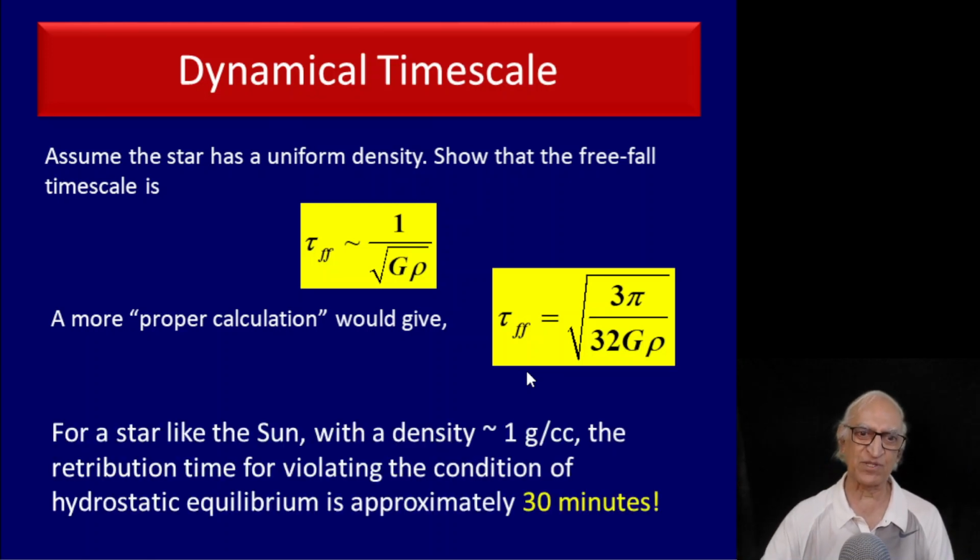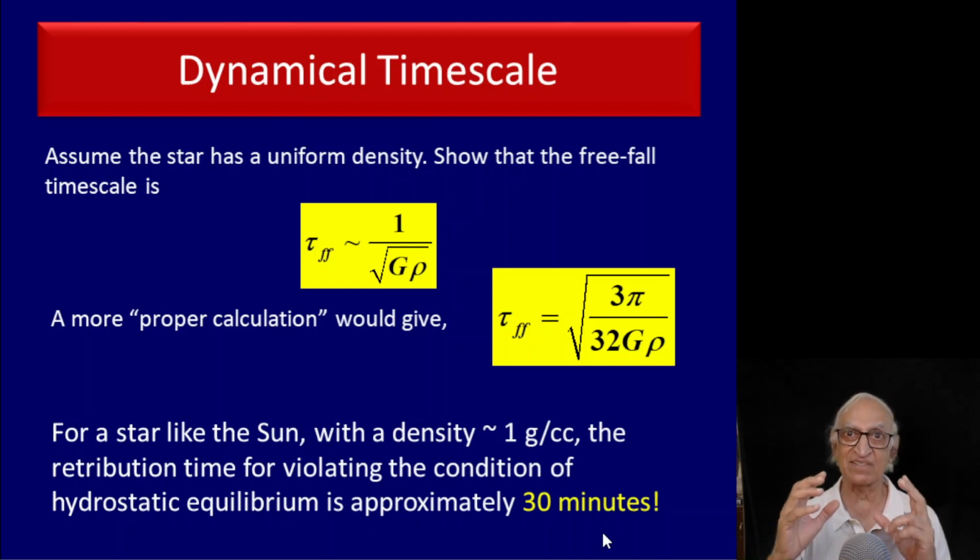Now, if you substitute Newton's constant of gravity and the average density of the sun, which is 1.4 grams per cubic centimeter, you will find an estimate of the dynamical time scale as 30 minutes. In other words, if you mess around with the pressure in the star, the punishment will be swift and it will be handed out in a time scale which is as short as 30 minutes.